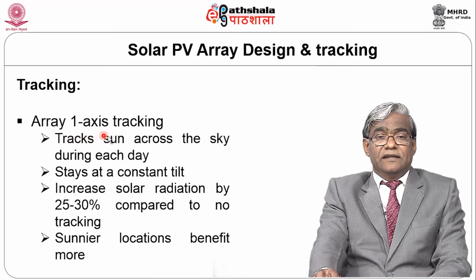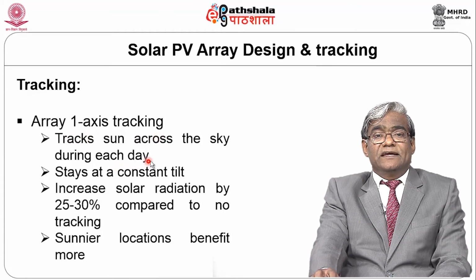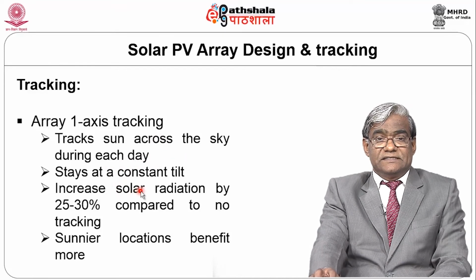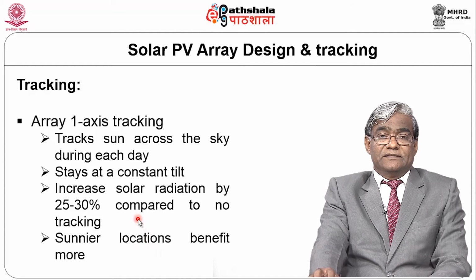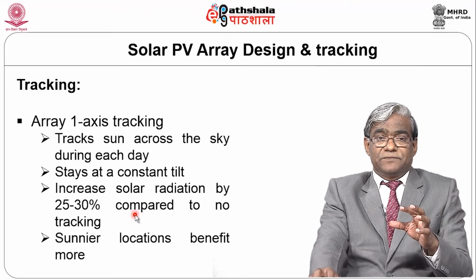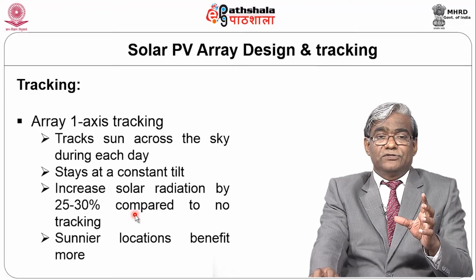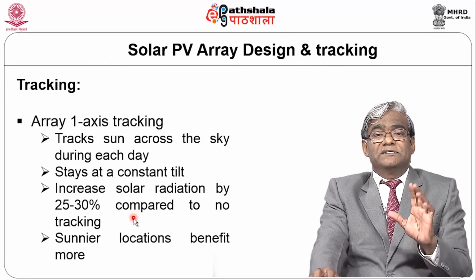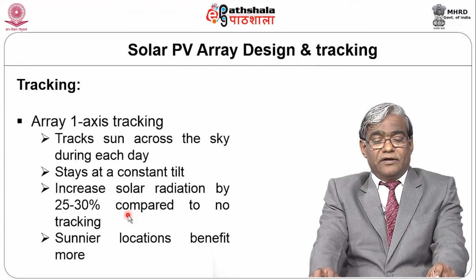This is array single axis tracking. It tracks the sun across the sky during each day and stays at a constant tilt, and increases solar radiation by 25 to 30% compared to no tracking. Sunnier locations benefit more. And when you have a tracking system like this, the entire solar photovoltaic system can be tracked according to the sun's path, and because of that, 25 to 30% performance could be improved from when the system is fixed.